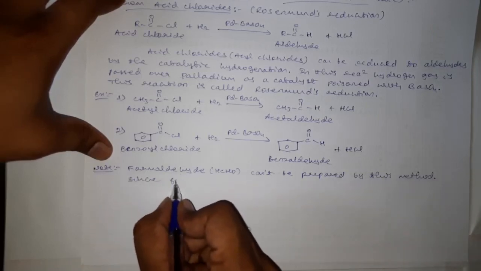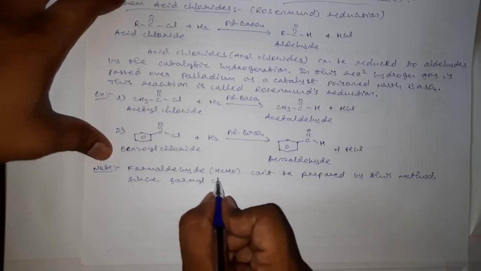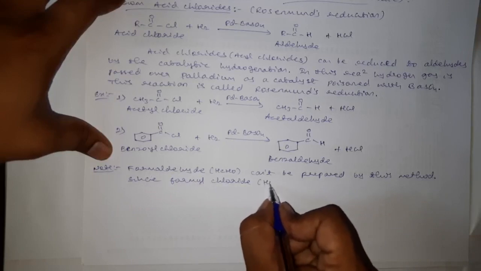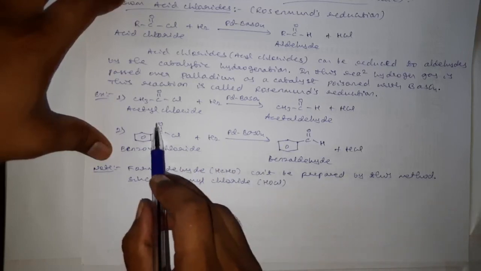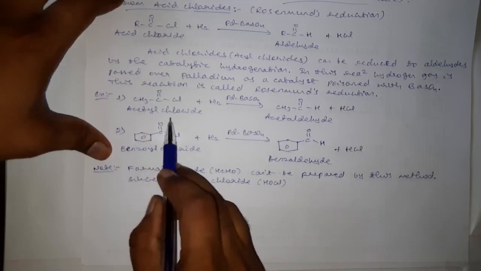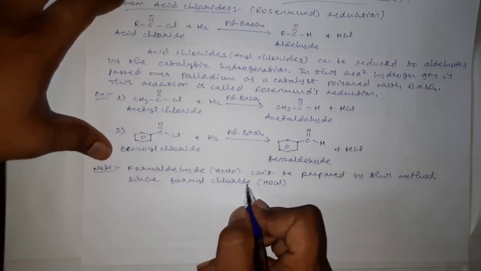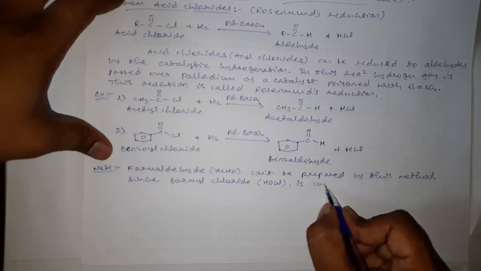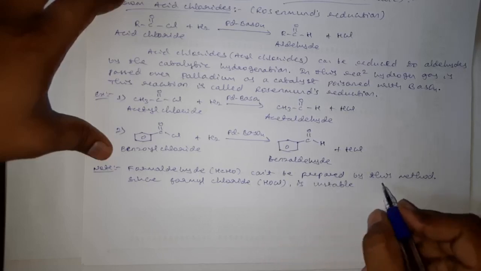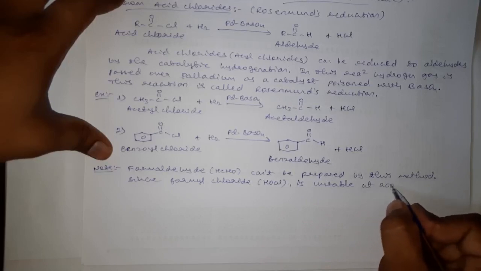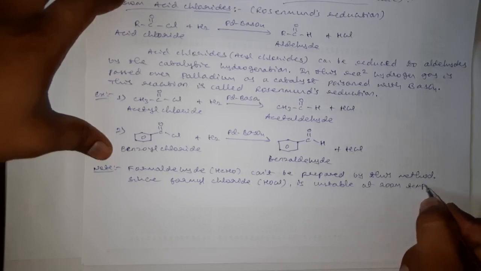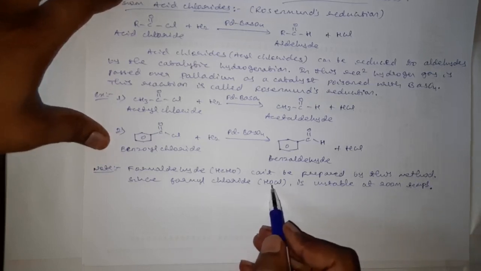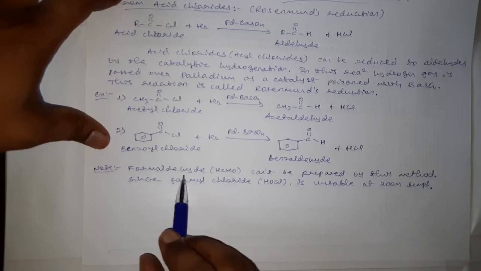Since formyl chloride, that is HCOCl, the initial reactant, is the acid chloride, na? That is the formyl chloride, which is having the formula HCOCl, is highly unstable at room temperature. Therefore, by using this one, we can't prepare the corresponding aldehyde, that is formaldehyde.